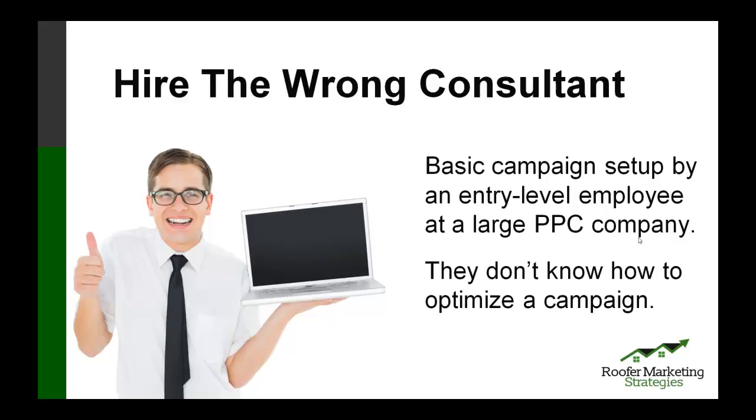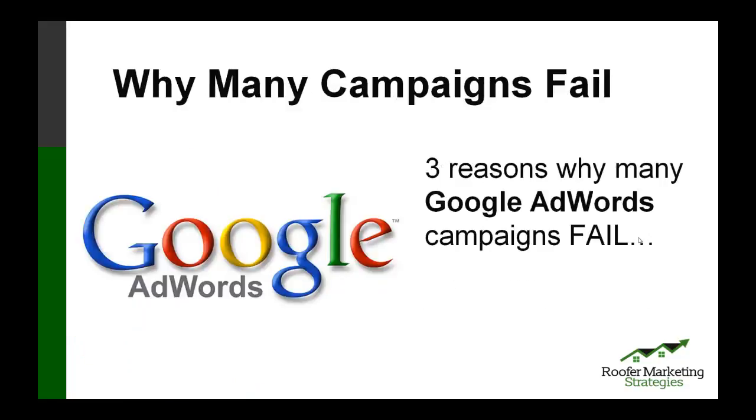But others use a large PPC, pay-per-click, company. I won't name them, but there are a couple of large companies out there, and they hire entry-level employees, and they train their employees to do basic campaign setup and not much else. These employees really don't know how to optimize a campaign to make it profitable for a roofing contractor. Which is why some of the largest roofing contractors continue to use this strategy over and over again year after year, and others try it and fail and think that it doesn't work.